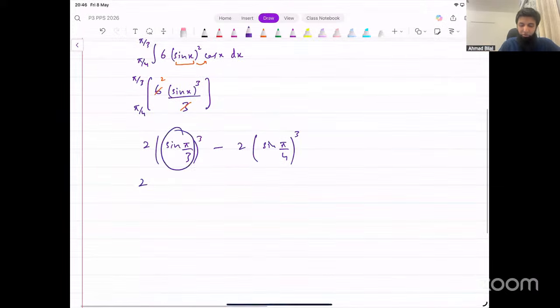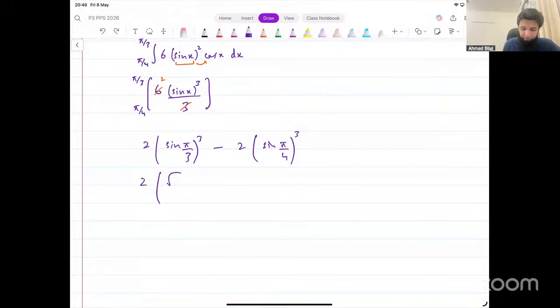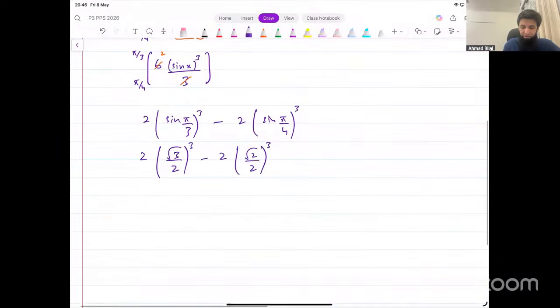Sine pi over 3. Put this on your calculator. Your calculator will give you some number for this. I think it is under root 3 over 2. Please confirm this as well. You can just find it from your calculator and that's okay. Sine pi over 4, that is under root 2 over 2. And then we have whole cube on top of that as well. So let's simplify this further. What does this become? Under root 3 whole cube. What can you write that as?